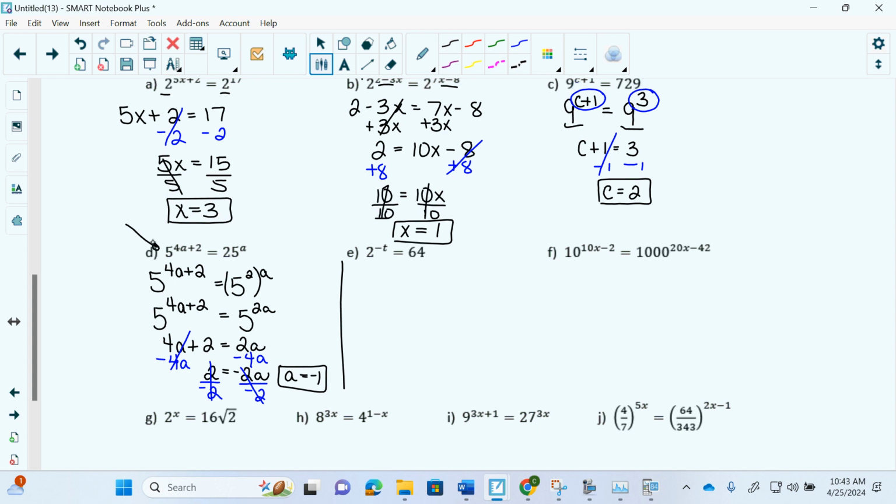All right, E, I have a 2 and a 64. What can I make them both be? 2. So this is 2 to the negative t. 64 is 2 to the what? 6. So now I have the same base, so then I can say negative t must equal 6. How do I get t by itself? Divide by negative 1. So t equals negative 6.